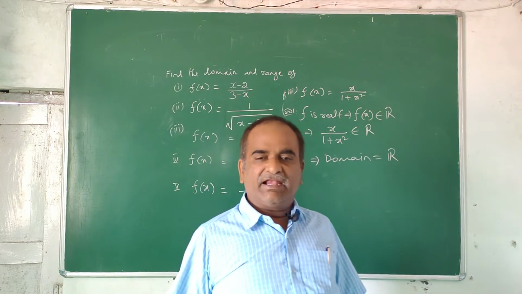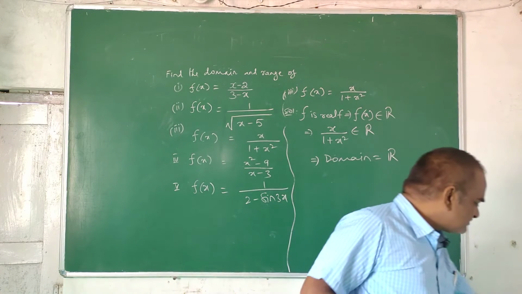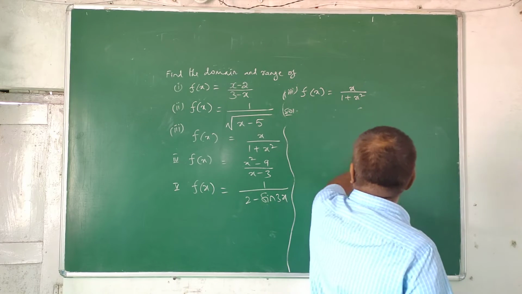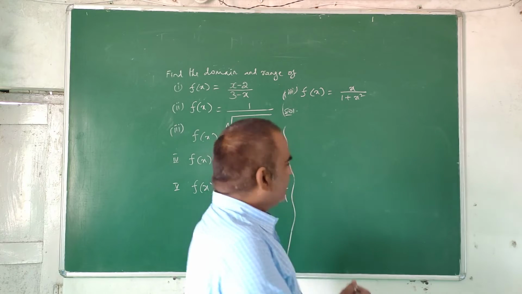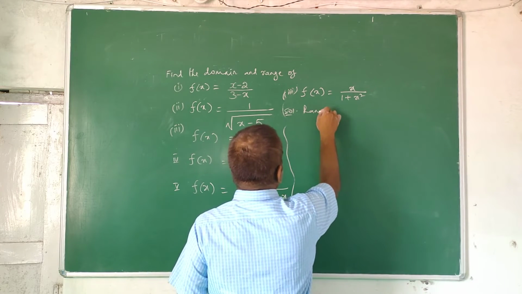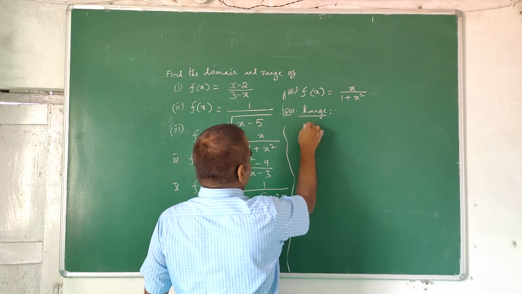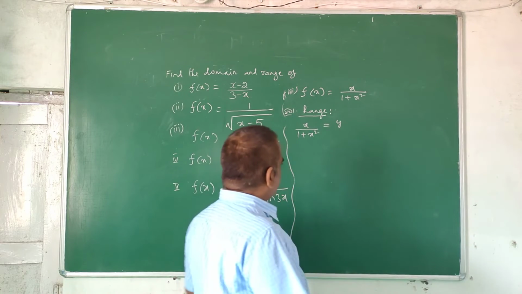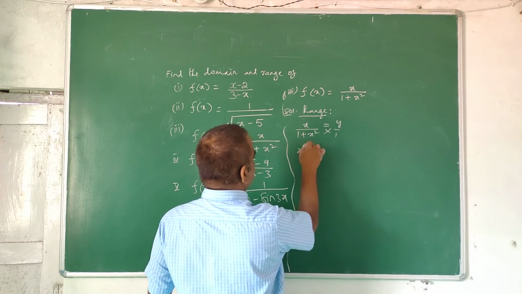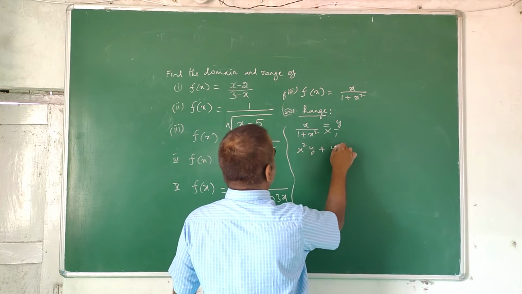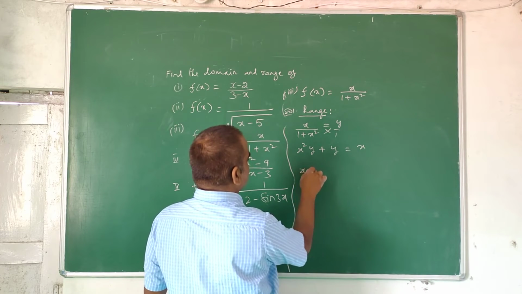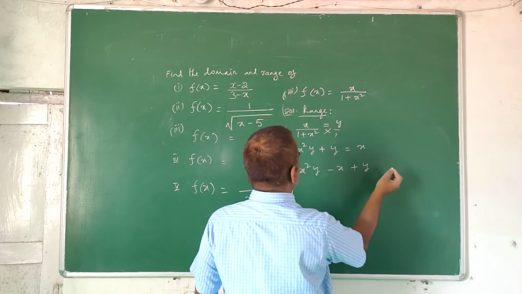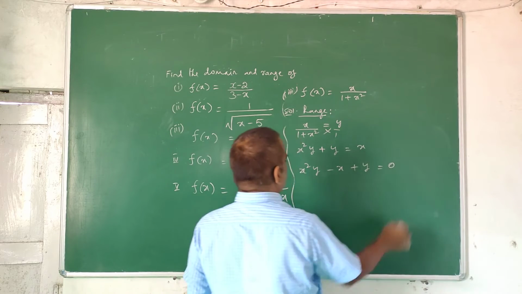So the entire real line will be the domain of this function. Now coming to range, finding range. Let x by 1 plus x square be equal to y. Take cross multiplication. So x square y plus y is equal to x, which implies x square y minus x plus y is equal to 0.